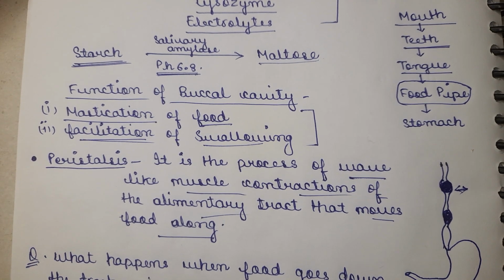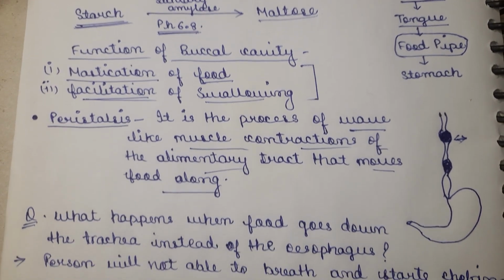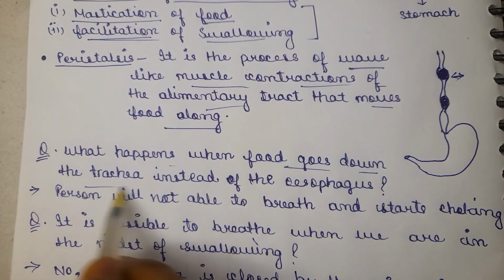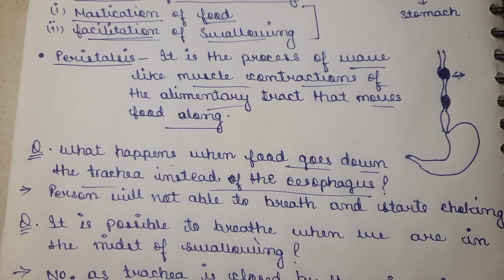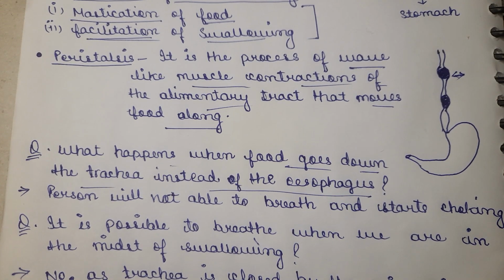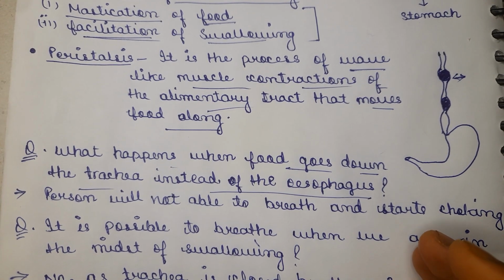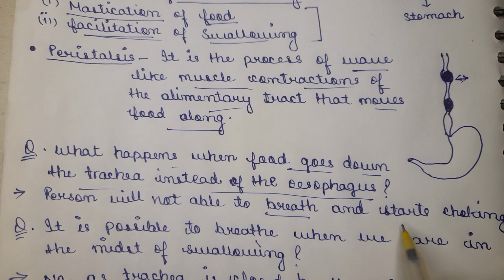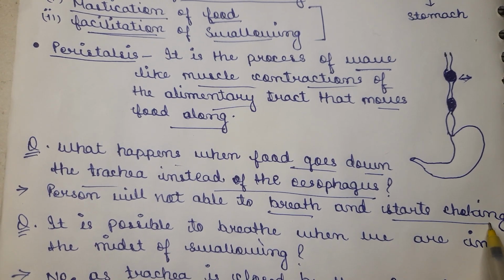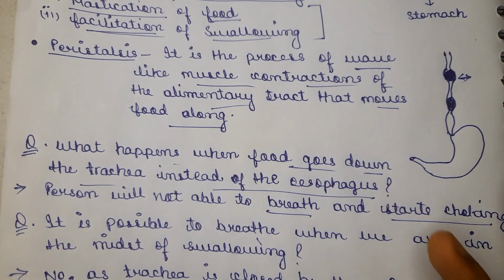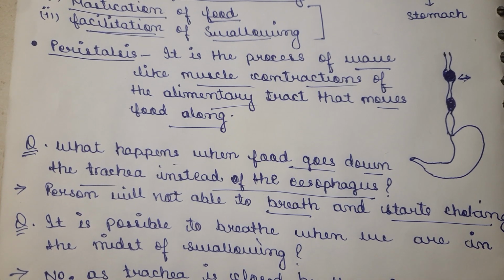Now here are some questions that may arise: what happens when the food goes down into the trachea instead of the esophagus? The simple answer is, if food goes down the trachea or the windpipe instead of the food pipe, then the person is not able to breathe and starts choking. How is it possible? Basically our trachea, that is our windpipe, and the esophagus, that is our food pipe, are joined near the top and separate as we go downward to the diaphragm. We all know that. And there is an epiglottis.